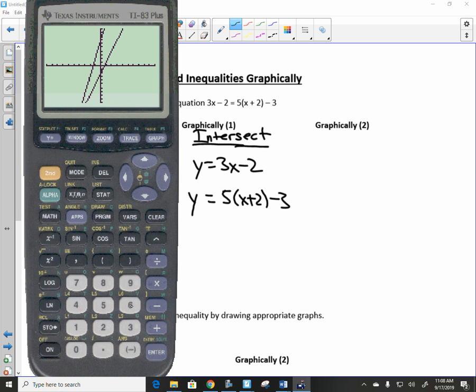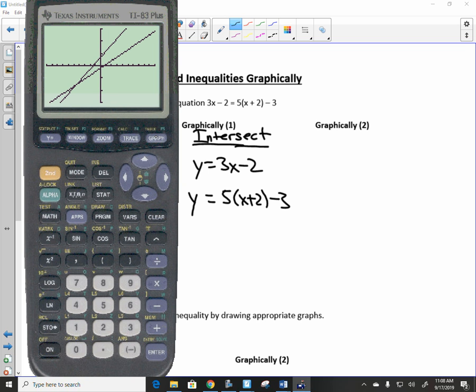What could I do in order to see the intersection point? I could change the window. So the window, I could drop my y values to negative 30 and a positive 30. Maybe that would allow me to see it. If I change that, now look at the graph, I do see the point of intersection.